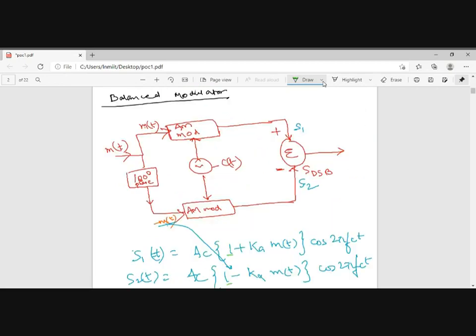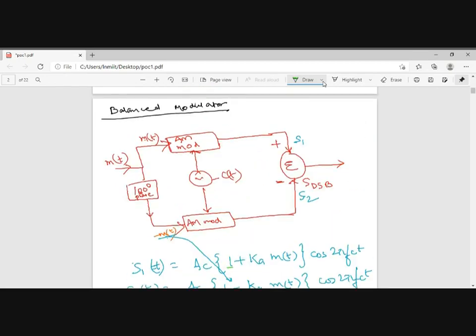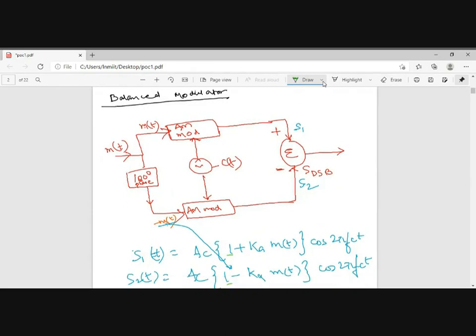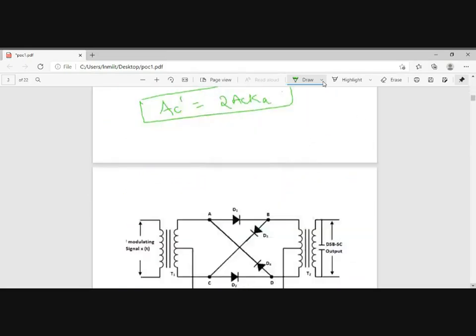Okay, so this is a simple modulator that is available in your course, a balanced modulator. Because we are using a modulator in both the arms, it is called a balanced modulator. It can be generated using a square law device. This can be a square law modulator or a simple product modulator, whatever you want to say. So this is the first type of modulator that is available in your course.